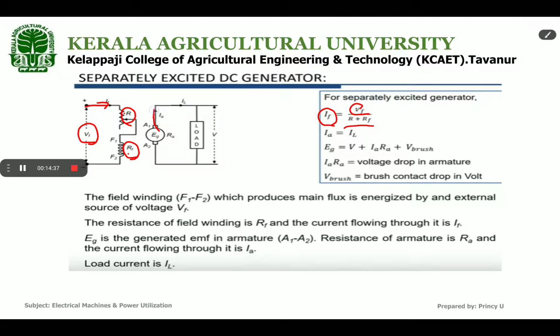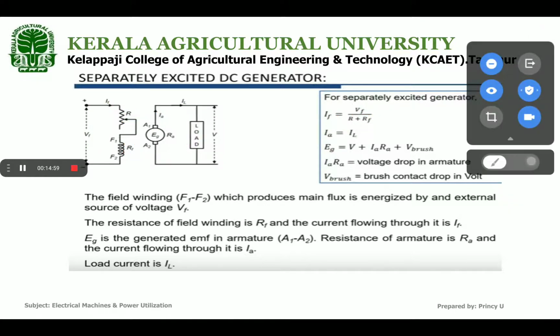Another current. What is the value of this armature current coming from the generator armature? IA. The current produced in the armature is IA, which is always equal to the load current. There is no other circuit. It's a single loop, so the current flowing through the armature is the same as the current flowing through the load.